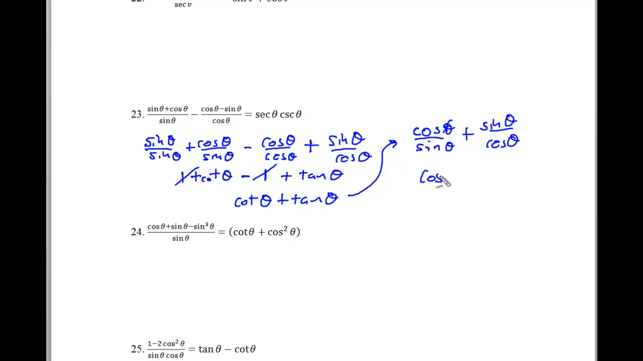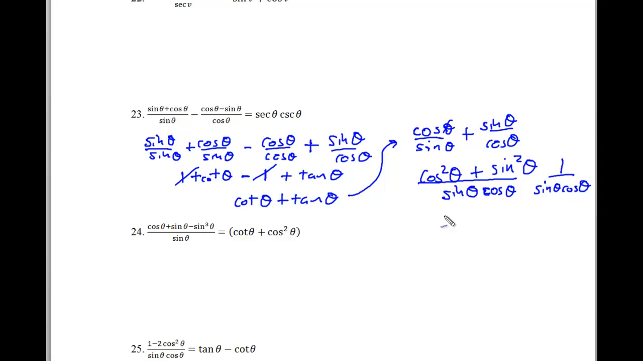So this is going to be cosine squared theta, and the denominator will eventually become sine theta cosine theta. And this over here, I'm going to multiply by sine over sine, because I need that common denominator. So this is going to be sine squared theta over sine theta cosine theta. And lo and behold, look at my numerator: cosine squared theta plus sine squared theta, that's equal to 1. And my denominator is going to be sine theta cosine of theta.